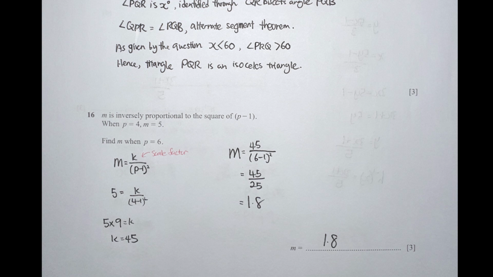By substituting 5 and 4 into the m and p positions, you should get k's value as 45. So m equals 45 over (p minus 1) squared. Looking at the question, they wanted us to find m's value when p equals 6. By substituting 6 into p's position, you should get 1.8 as the final result.